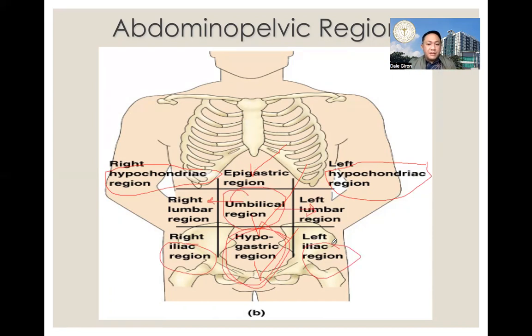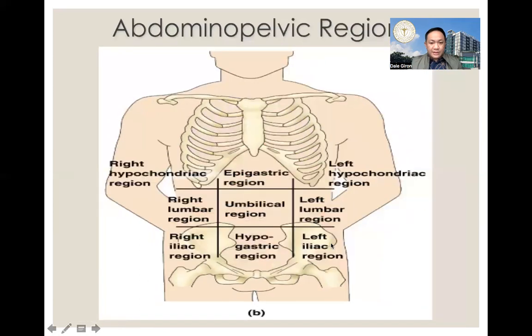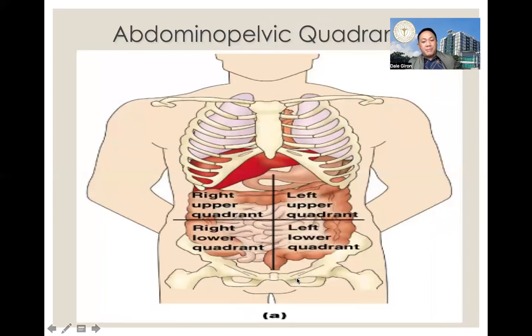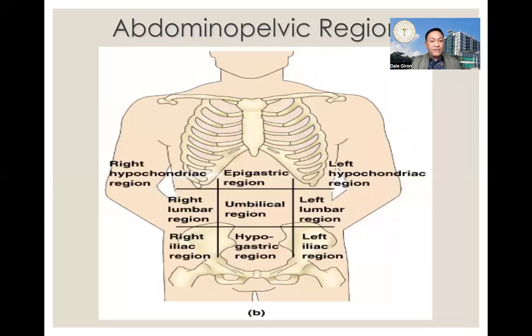So, at this point, for example, if ever I will be showing you a picture with an indicator, an X, you'll have to identify that. So that is left hypochondriac region, right lumbar region, left iliac region. So you'll have to memorize the 9 abdominopelvic regions and the 4 abdominopelvic quadrants. Okay? It's actually easier to describe the pain in the abdomen if you know the quadrants and if you know the regions.